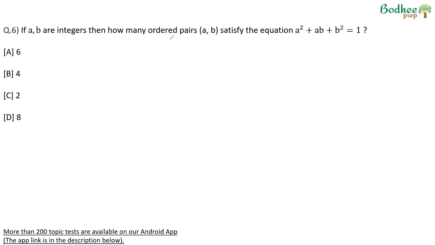a and b are integers. How many ordered pairs (a, b) satisfy the equation a squared plus ab plus b squared is 1? They are integers, not necessarily positive.